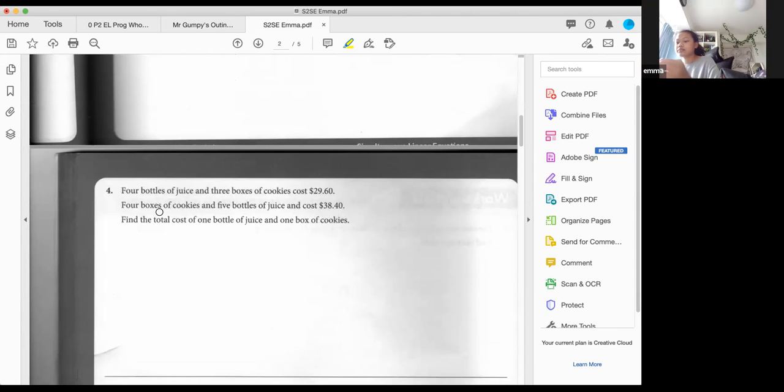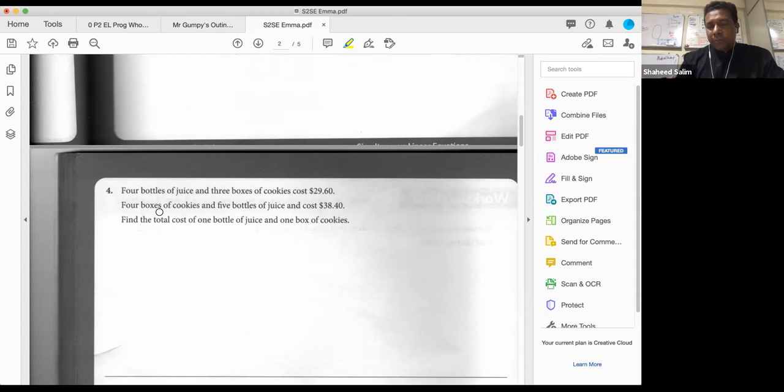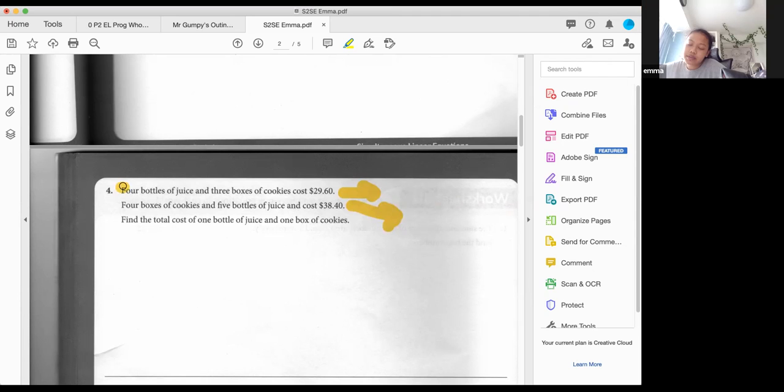Now you're supposed to remember this is simultaneous equations. Whatever you learn now, you're going to apply it. Can you change this into one equation here and this one into another equation here? You tell me now, what is the equation going to be? Let's say X is the bottle of juice, Y is the box of cookies. Tell me what the equation is going to be for question 4, the first one.